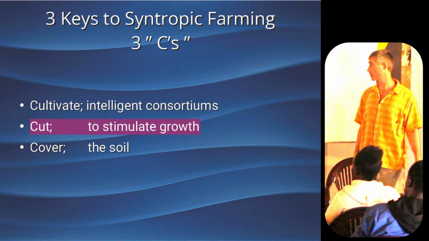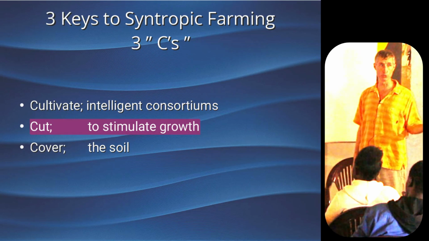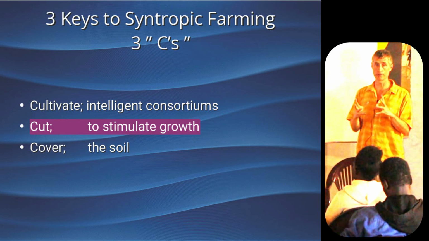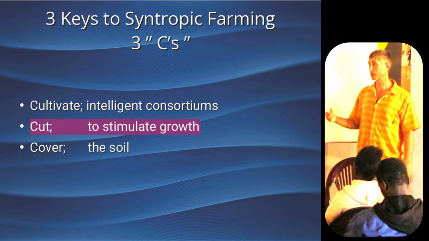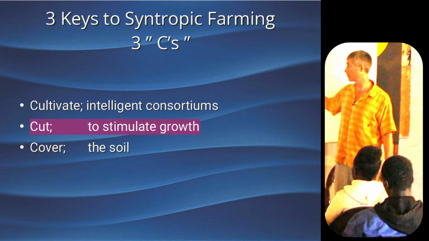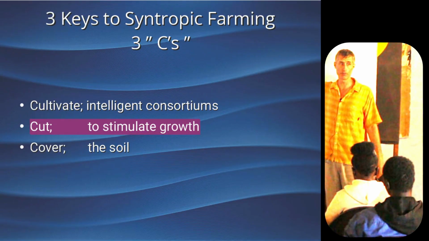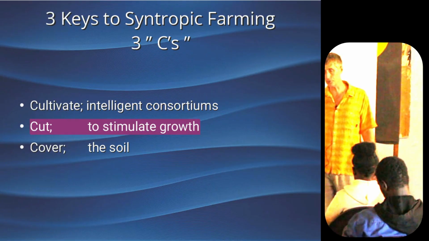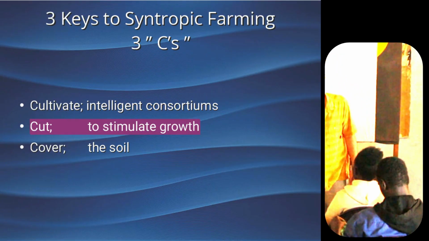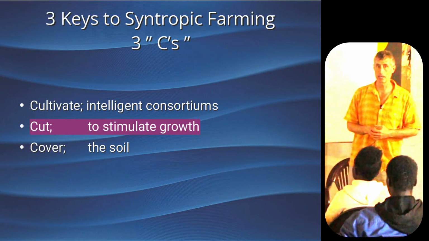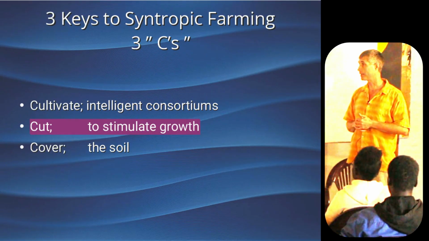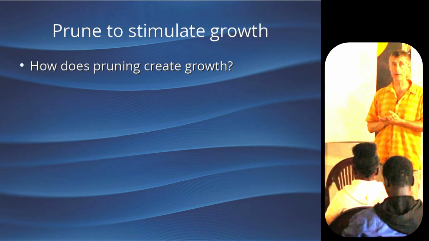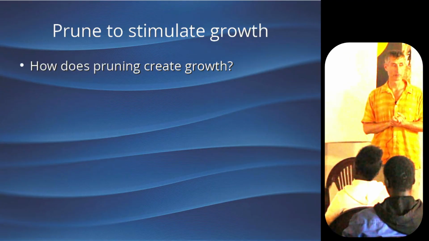At this point. So the second C is cut, or to prune, and we talked about that earlier in the slide, how that's important for creating space. But really the most valuable result of the pruning is it stimulates growth. So we use it strategically when we want a fertility response on the land. And I know some people here have studied syntropics. Can anybody tell me how that could stimulate growth?